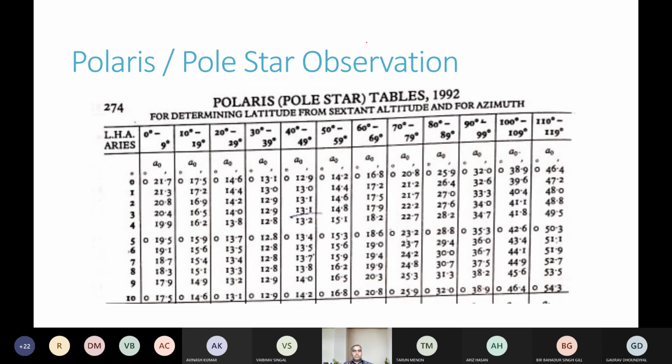This is the table of Polaris. It is given on page number 274 of your almanac. So you can open it up and see it there. When you look at this table, this is divided into 4 parts. I have shown you only the first part here. This is the topmost part, below it there are 3 more parts. Now this Polaris table is entered with LHA Aries. You see, it is entered with LHA Aries.